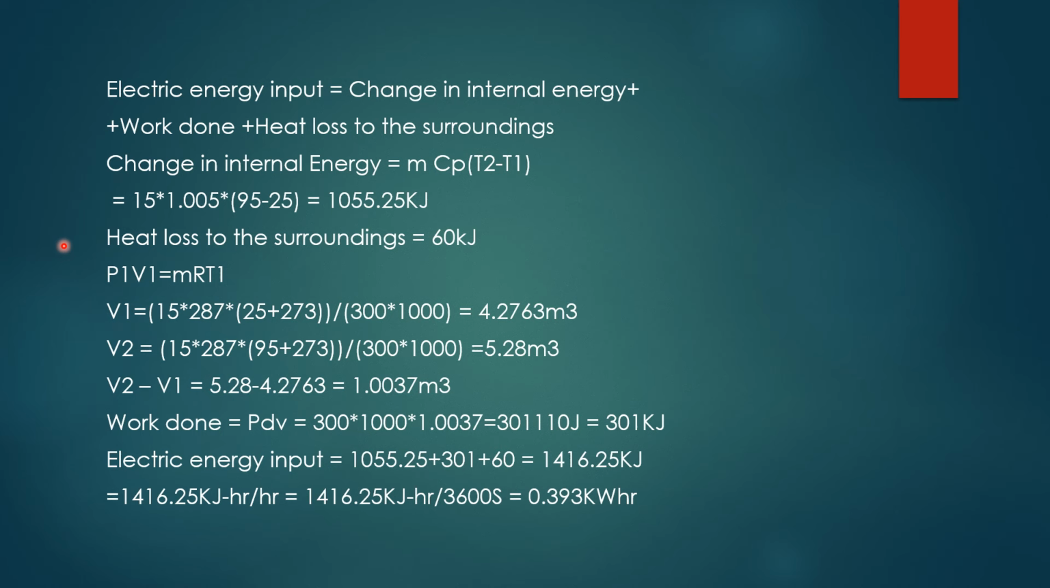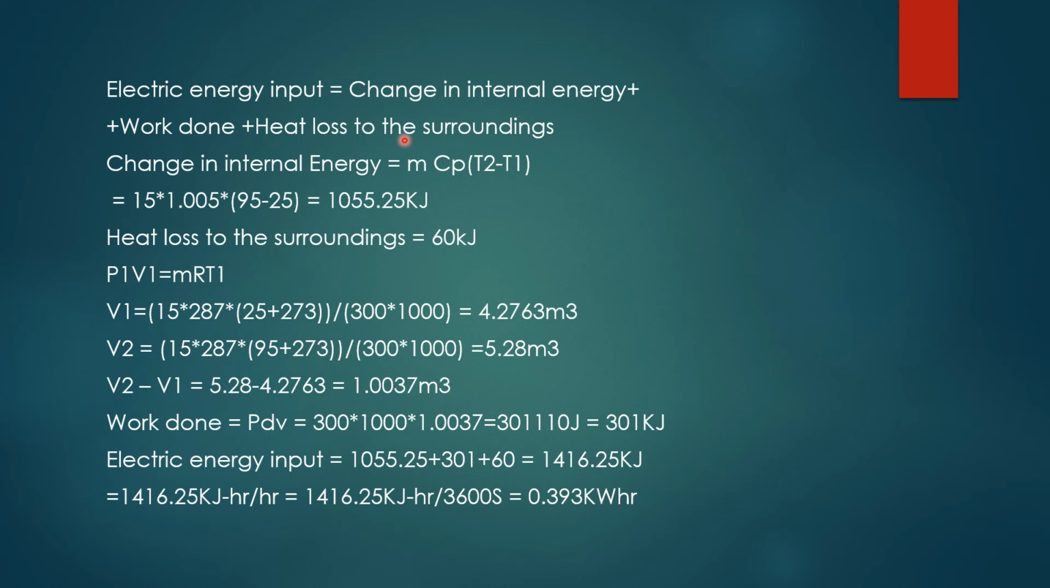Before going to solve this, we need to understand one thing. This is in line with the first law of thermodynamics, where heat transferred is change in internal energy plus work done. So here that is the requirement that we have to give to the electric coil so that the process happens. Here there is also a heat loss. So the electric energy required is change in internal energy plus work done plus heat loss to the surroundings.